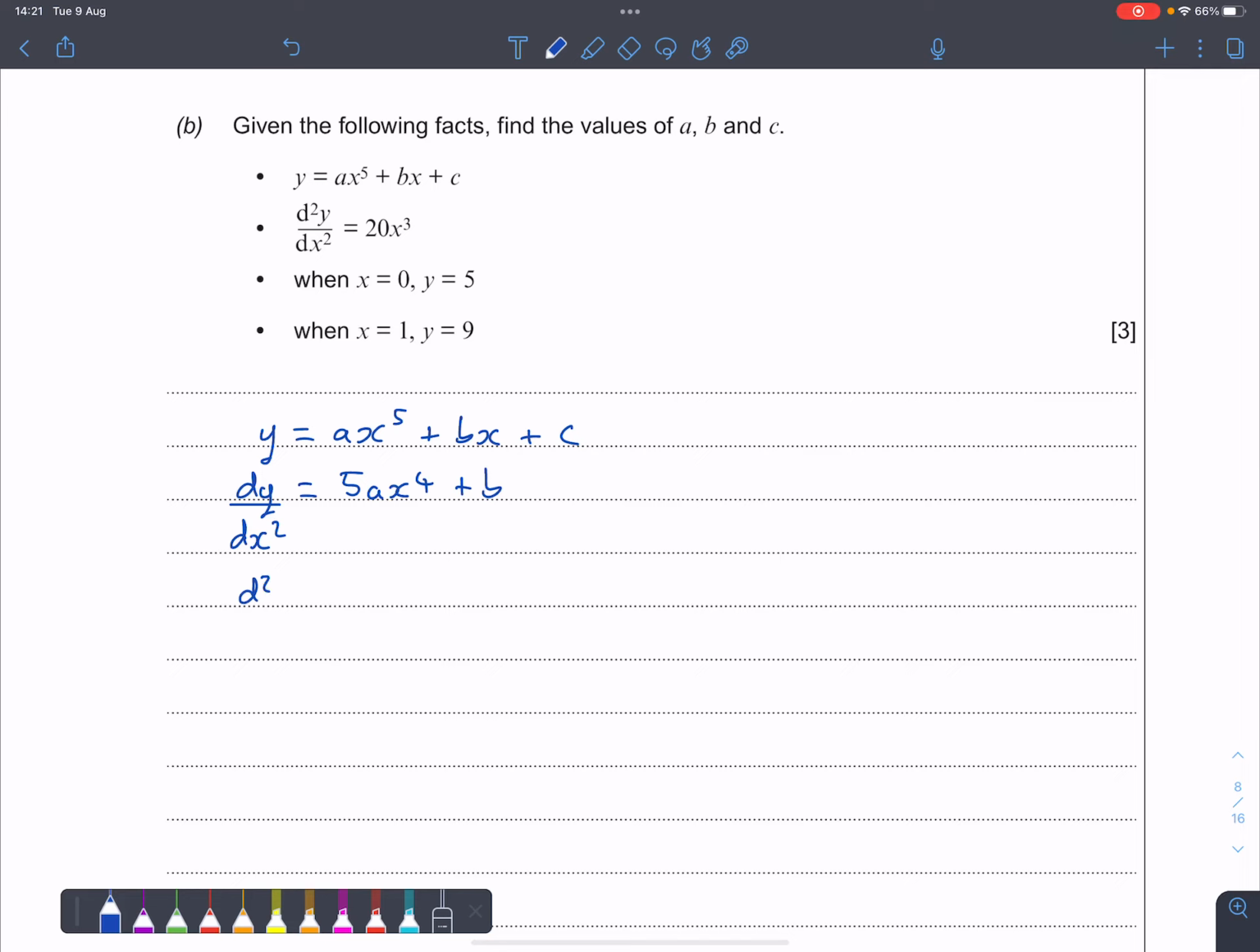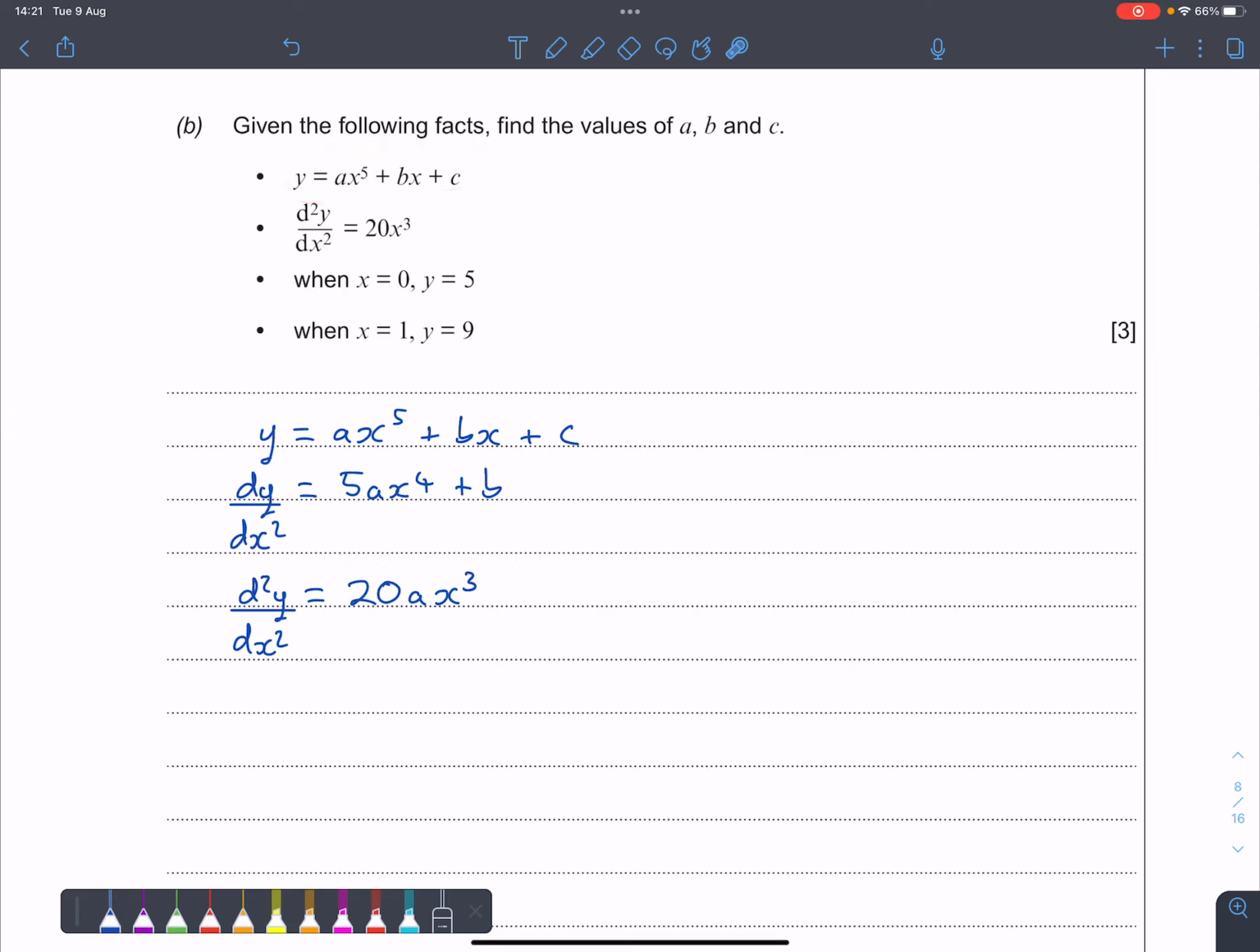So my second derivative, d2y by dx squared, means I'm going to differentiate the expression I've just had. So this is going to be 5a multiplied by the derivative of x to the 4, which is 4x cubed. So that's going to give me 5a times 4 is 20a x cubed. And then plus b is a constant, so that's going to disappear. So I'm just going to be left with 20a x cubed. So that's what I've got from there.